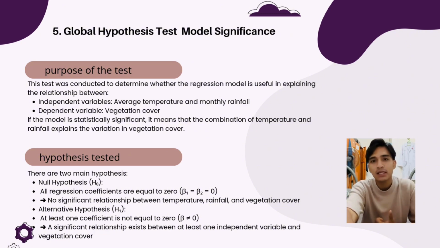Null hypothesis, H0: all regression coefficients are equal to 0, B1 equals B2 equals 0. No significant relationship between temperature, rainfall and vegetation cover. And then the alternative hypothesis, H1: at least one coefficient is not equal to 0. A significant relationship exists between at least one independent variable and vegetation cover. That's all.